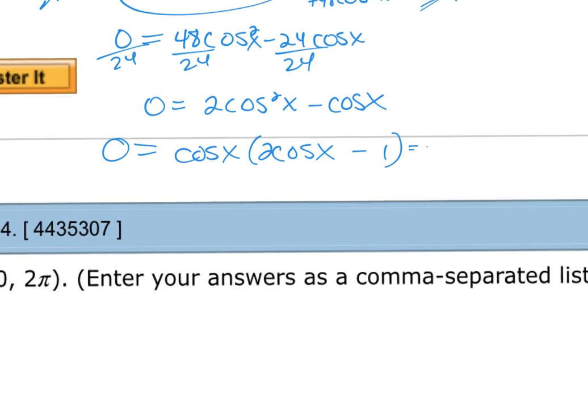So now I get cosine equals 0 and 2 cosine x minus 1 equals 0. So I'm looking for where cosine is 0, where my x would be pi over 2 and 3 pi over 2. And I'm looking for where my cosine of x is positive 1/2, which is pi over 3 and 5 pi over 3.